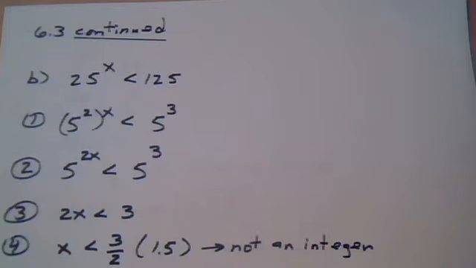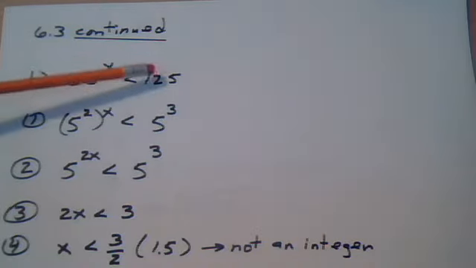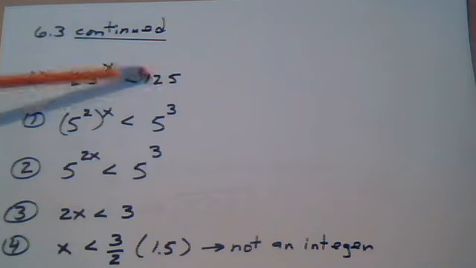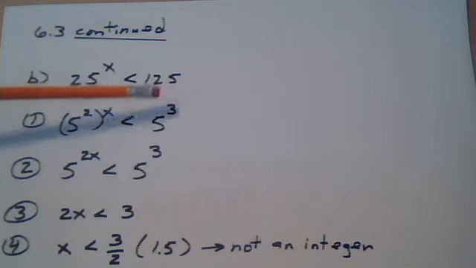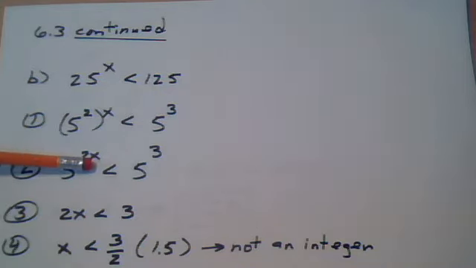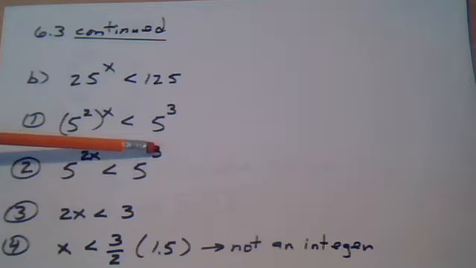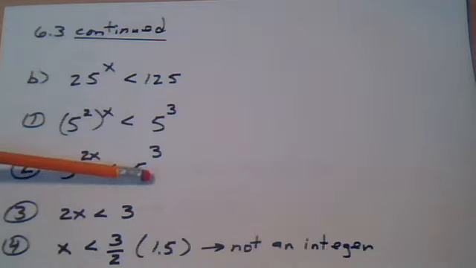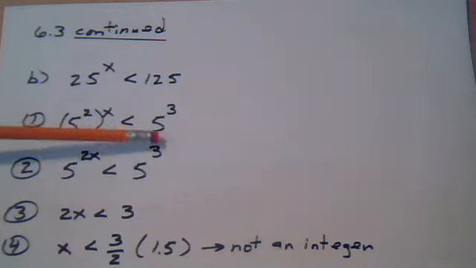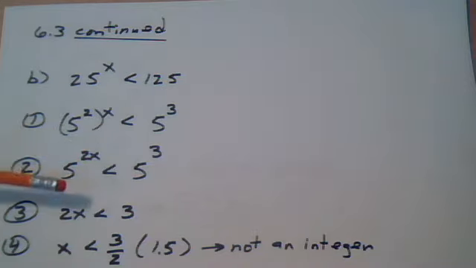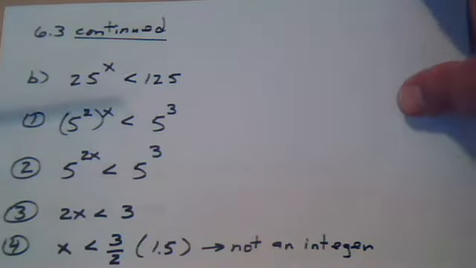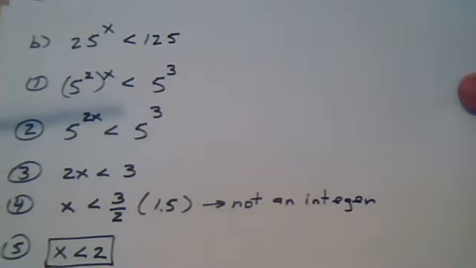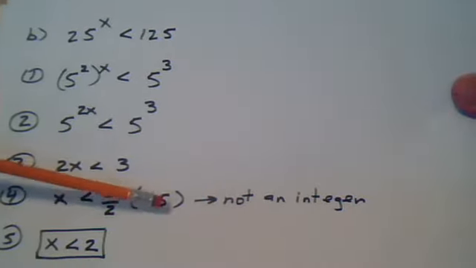In B, we start off the same way. So you change these two numbers so they could look the same. So rewrite them. You could rewrite 25 as 5 to the second and rewrite 125 as 5 to the third. Simplify. 5 to the 2x is less than 5 to the 3. So now that you have the same base number, now you could work with the power. So now we could say 2x is less than 3. Solve for the x by dividing by 2. And you get 3 halves, which is 1.5.